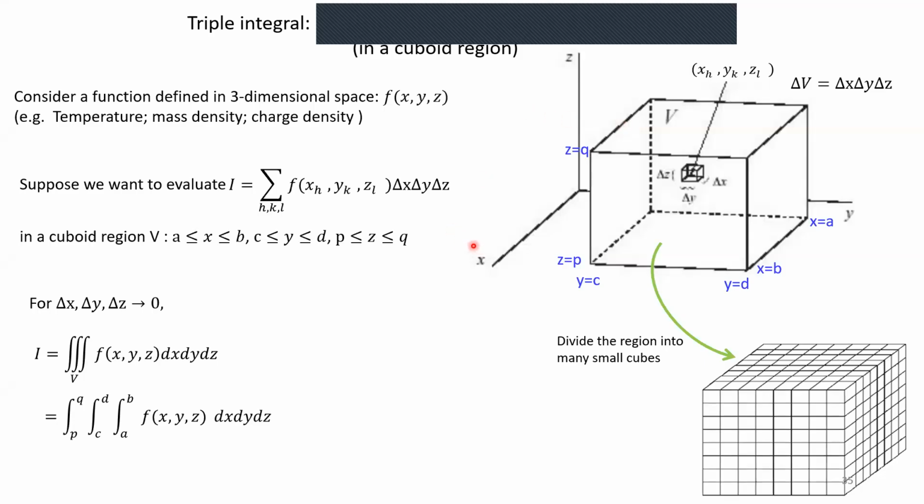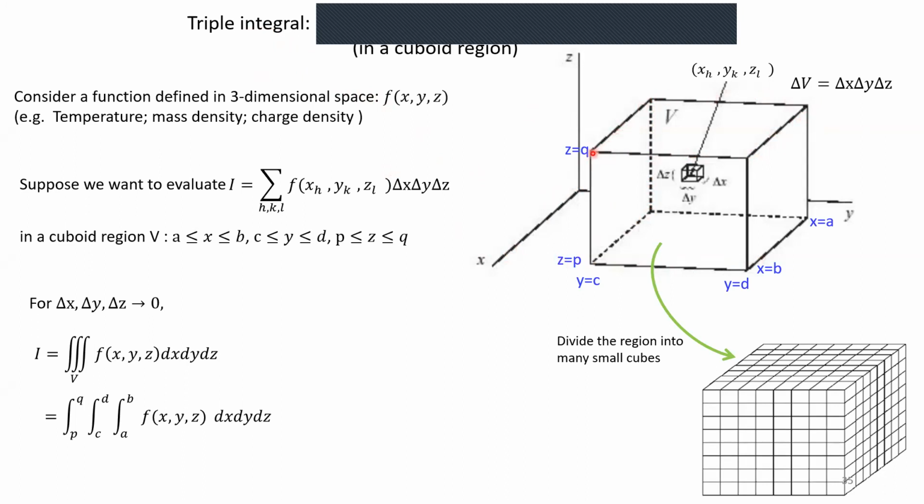So in the last lecture, we started to talk about the triple integral, right? So now we have a function of 3 variables, and then I want to integrate this function over a 3-dimensional box region.